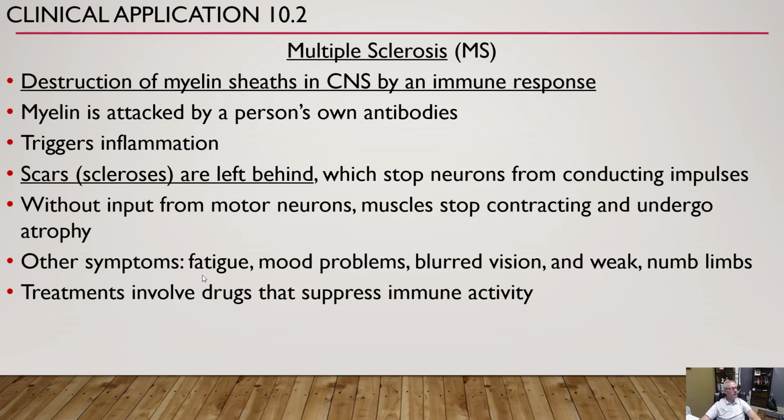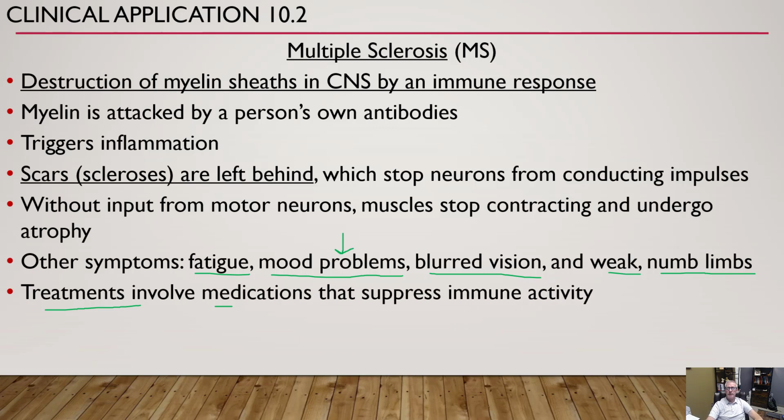You're going to have some fatigue. You might have mood problems, blurred vision, weak, numb limbs. Remember also, effectors are not only muscles, but glands. So you could possibly have some dopamine, serotonin issues, because those are neurotransmitters that are released by glands as well. And treatments involve medications that suppress the immune activity.